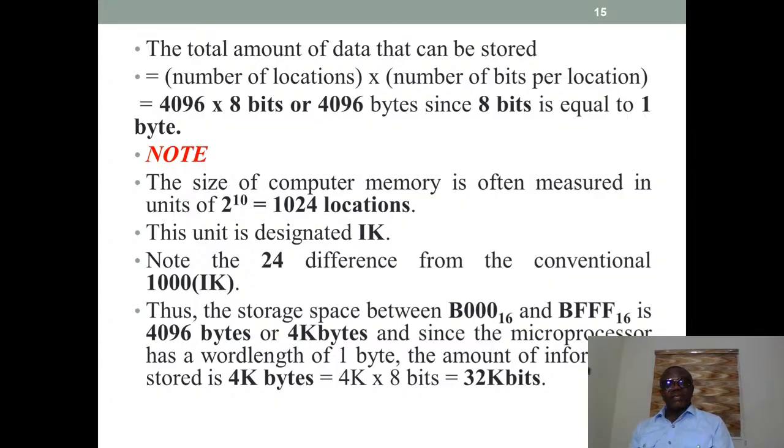And since the microprocessor has a word length of 1 byte, then the amount of information stored is 4 kilobytes, because 4K times 8 bits is 32 kilobits if you change it to bits. Remember, there is a difference between bytes and bits. 8 bits makes 1 byte. So 4 kilobytes times 8 bits gives you 32 kilobits. So that is the amount of information stored.